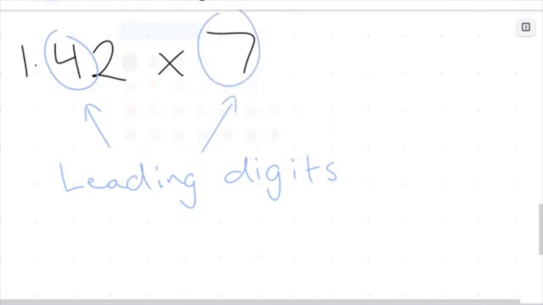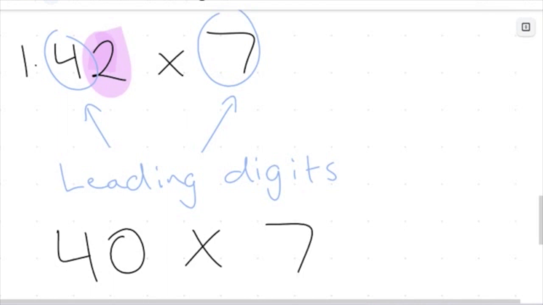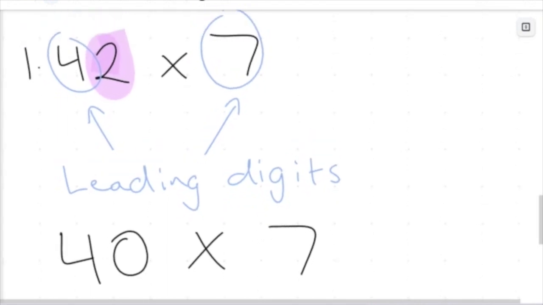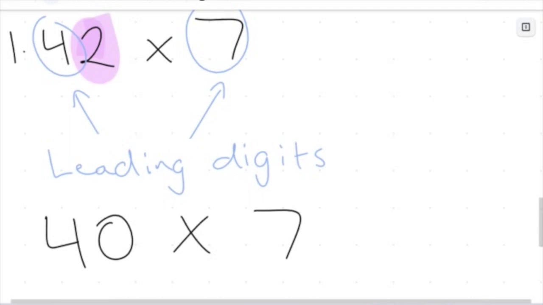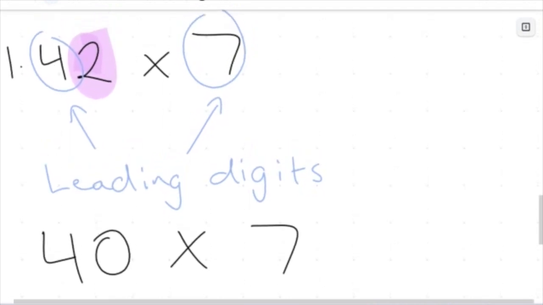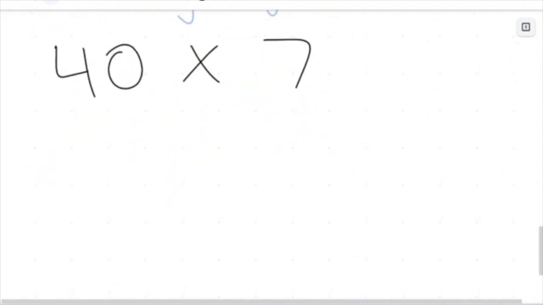Now, if I round 42 to the nearest 10, well, I want to look at my number to the right of it. Now, 2 is less than 5, so we're going to round down. 42 is closer to 40 than it is to 50. So to the nearest 10, we're going to round this to 40. And timesing by 7, as we said, 7 doesn't change because it's already in the ones column. To the nearest 1, I'm just going to round it to whatever that number is.